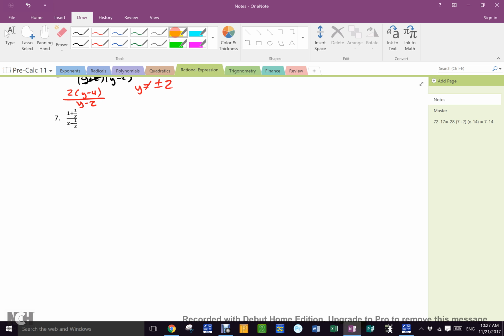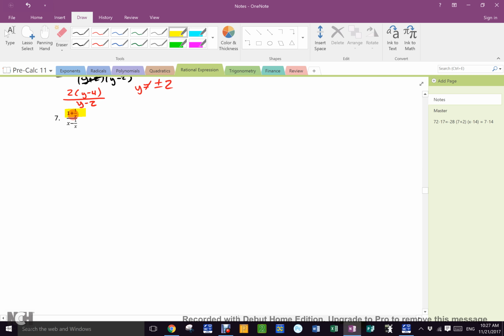What bothers you about number 7? Fractions in a fraction, yes? What is that verb that I always use in this class? Starts with an S, ends with a Y. Oh, I know. Simplify. Excellent. So I bet we can simplify this.